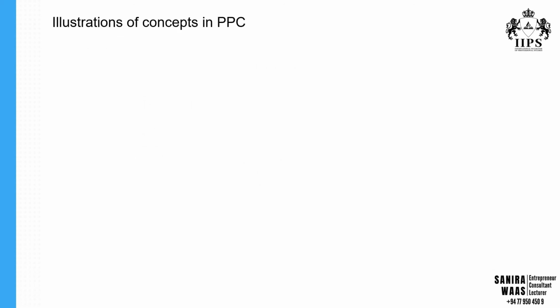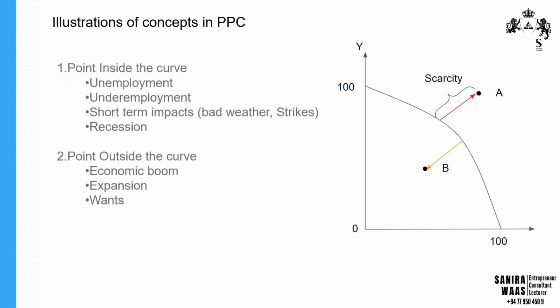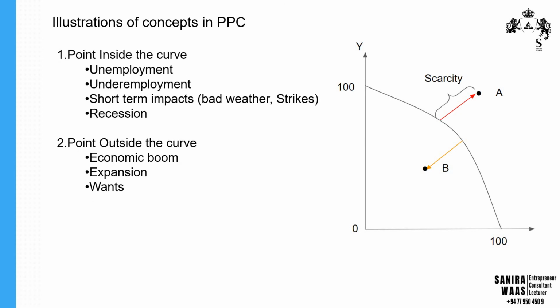Let's illustrate a few of the concepts in a PPC and see what this PPC is all about. We know the PPC is a production possibility curve, which highlights and presents the maximum production capacity of an economy, right? If the curve denotes the maximum production capacity, we can find points inside the curve and points outside the curve.